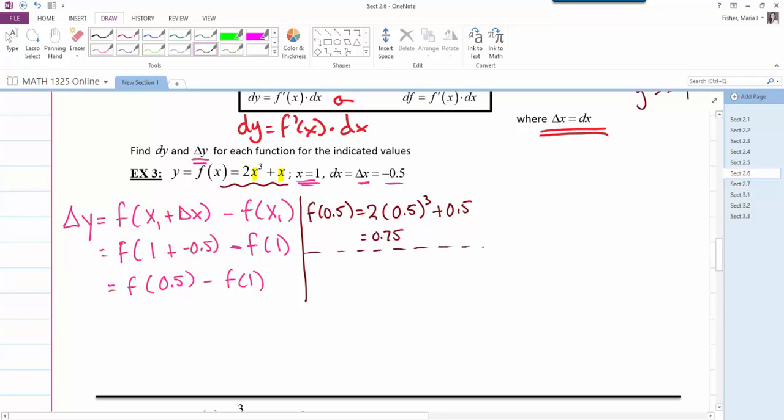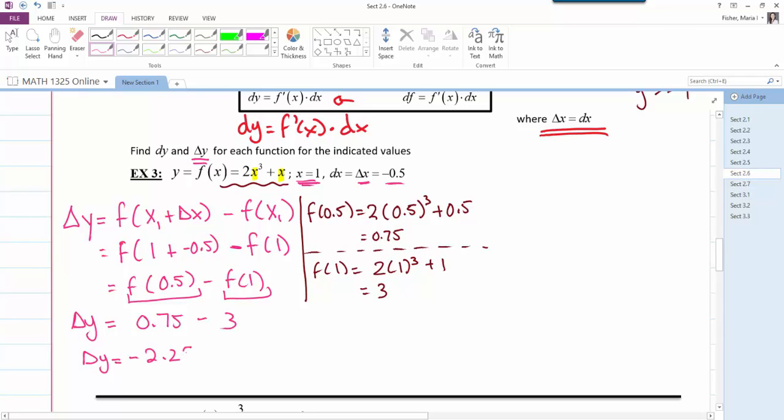Okay, well, what is f of 1? Well, that's going to be whatever 2 times 1 cubed plus 1 is. Well, 2 times 1 cubed plus 1, we don't need a calculator for that. That's just going to equal 3. So f of 1 is equal to 3. Which means for us that delta y is going to equal 0.75 minus 3. And 0.75 minus 3 is going to be negative 2.25. So the actual change in y is negative 2.25.